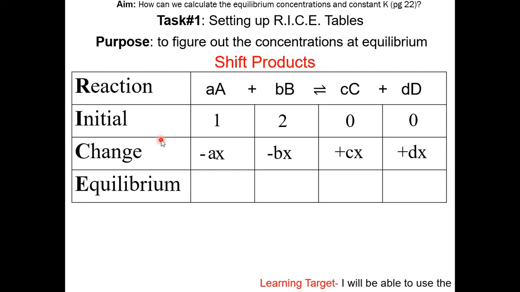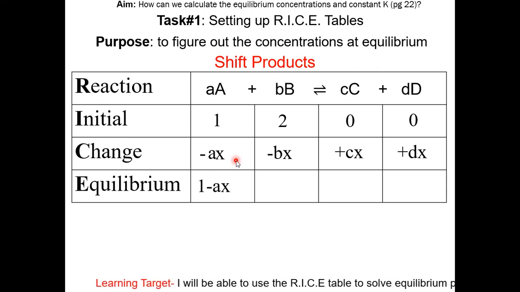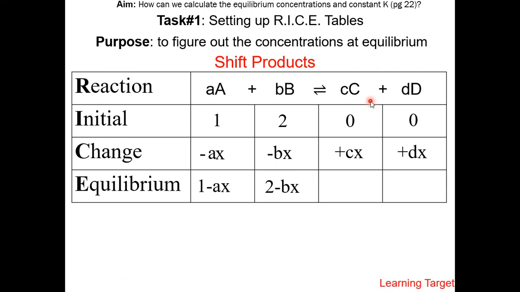One of the goals of the RICE table is to figure out the value of X so you can figure out the concentration at equilibrium. To get the last row, you'll be combining the initial and the change. So for example, for the equilibrium concentration of A, it will be 1 minus aX. For B, it will be 2 minus bX. For C, it will be 0 plus cX, or cX. For D, it will be 0 plus dX, or dX. So here are the equilibrium concentrations of A, B, C, and D.